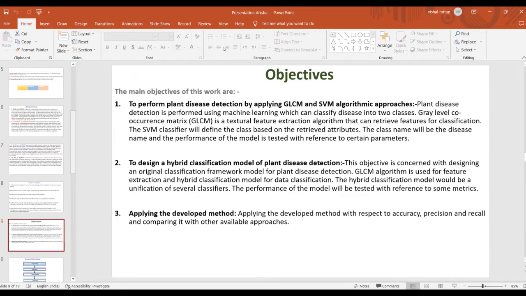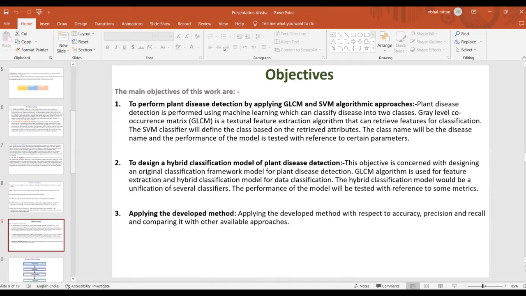The second one is to design a hybrid classification model of plant disease detection. The objective is concerned with designing an original classification framework model for plant disease detection. GLCM algorithm is used for feature extraction and a hybrid classification model for data classification. The third one is applying the developed method.